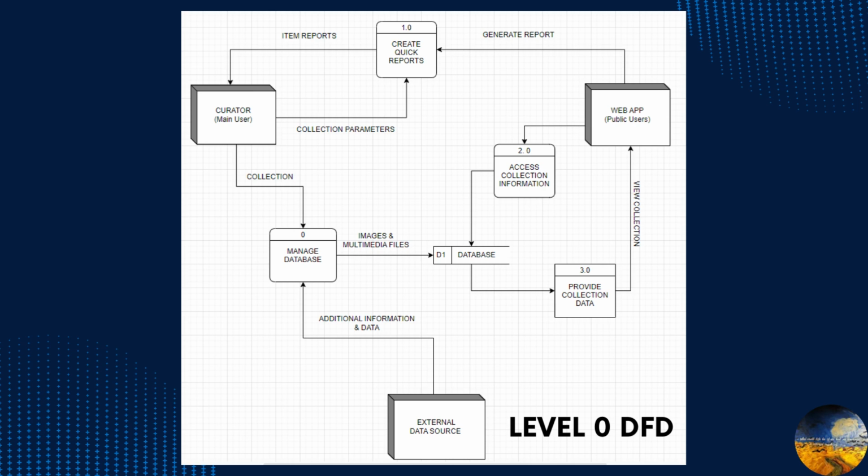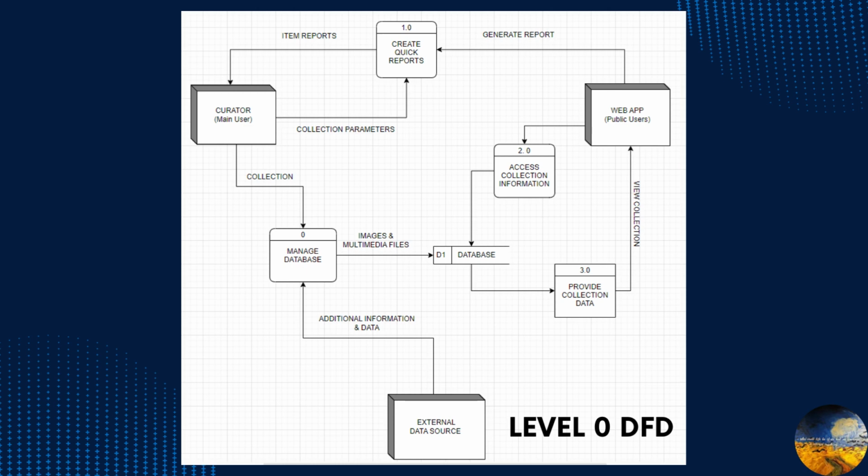The generate quick reports process then sends item reports data flows to the curator entity. This flow represents the generated reports being provided to the curator. The curator then can review and manage these reports.